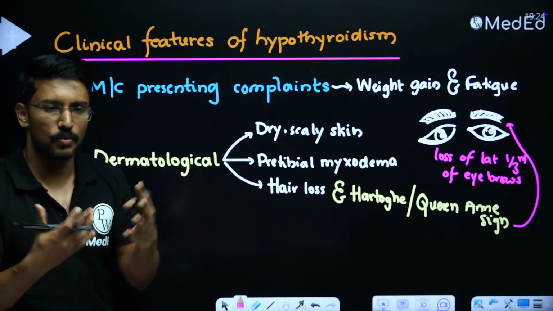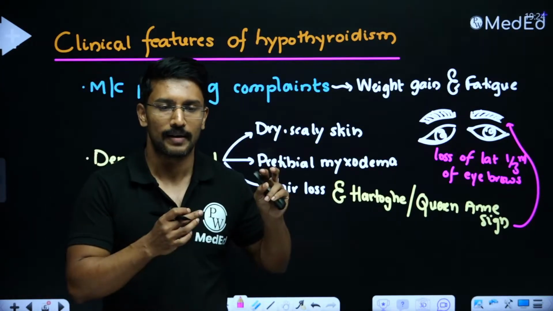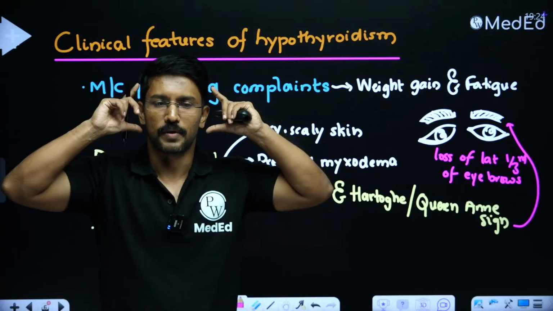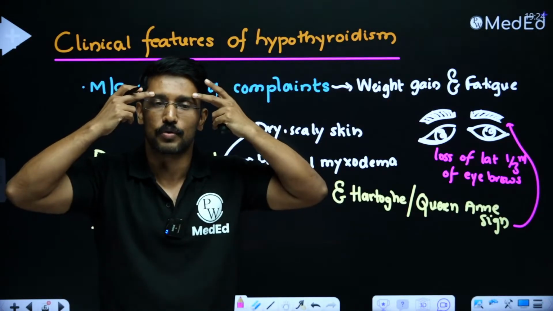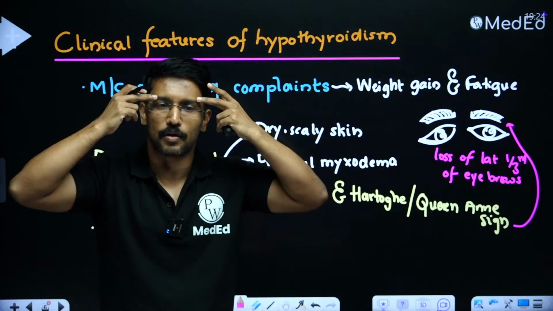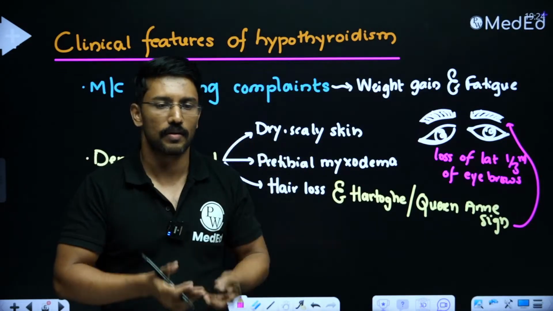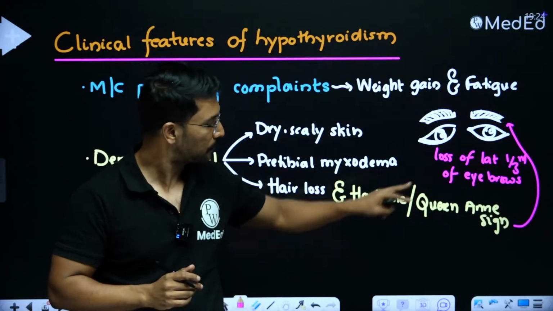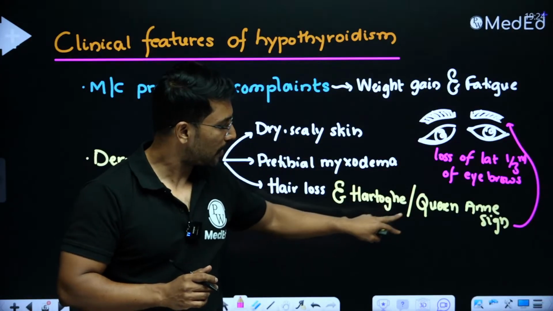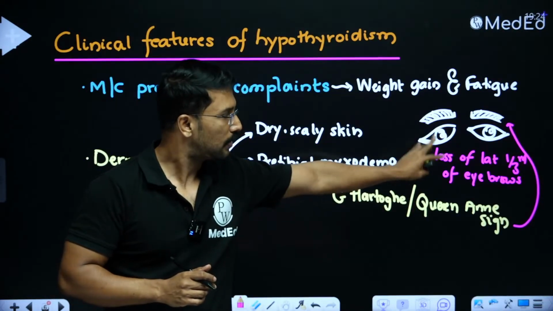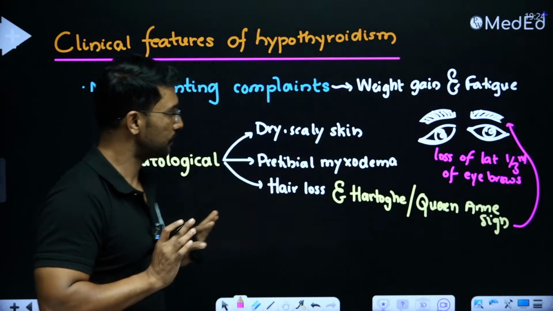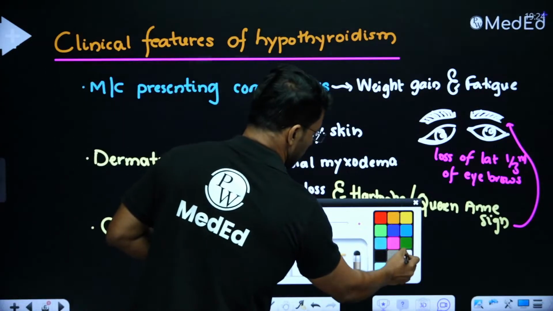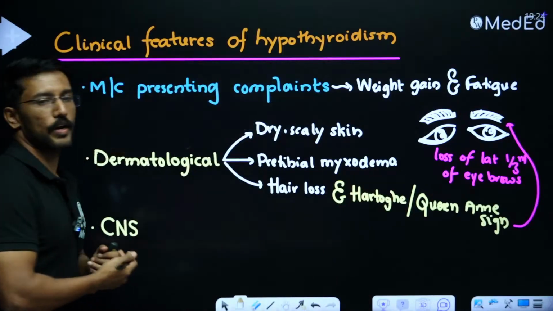So एक image based question हो सकता है where they will give you a story that a patient presented with weight gain and fatigue, and then there is a photo, and in the photograph you can see that the eyebrows are thinned laterally, or lateral part of the eyebrows is not visible, and then they will ask you what sign it is or in what condition it is seen. Seen in hypothyroidism, called as Hertoghe sign or Queen Anne sign. Lateral 1/3 of eyebrows are lost. Okay. Then coming to the central nervous system manifestations of hypothyroidism.